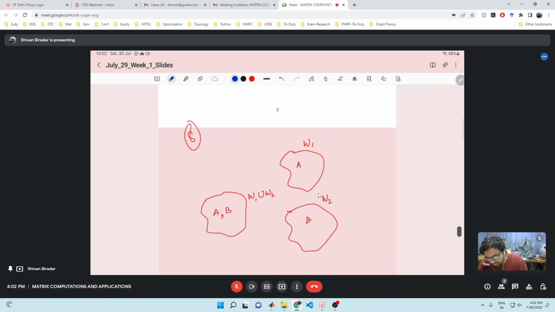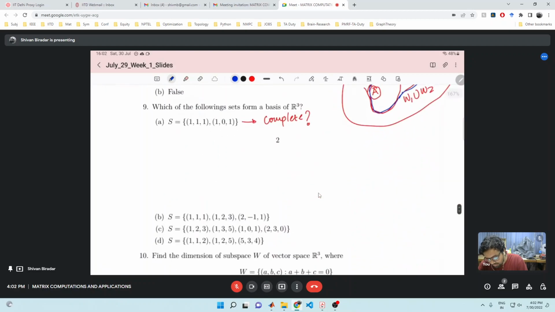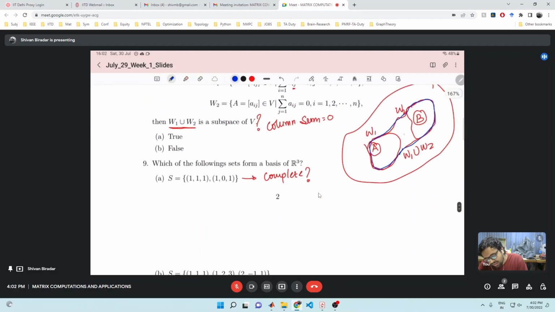Which means that if you add elements in the subset W1 union W2, there is no guarantee that the element you get after adding these two elements will remain in this set. Adding two elements can result in a matrix which can be outside this subset. This violates the property of a subspace.